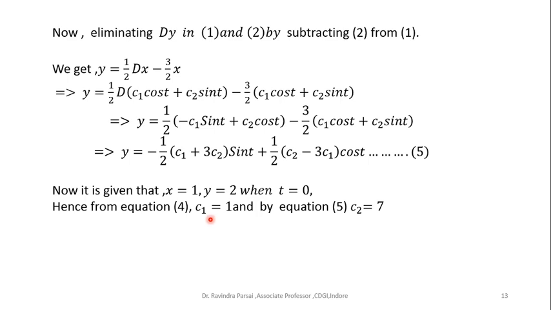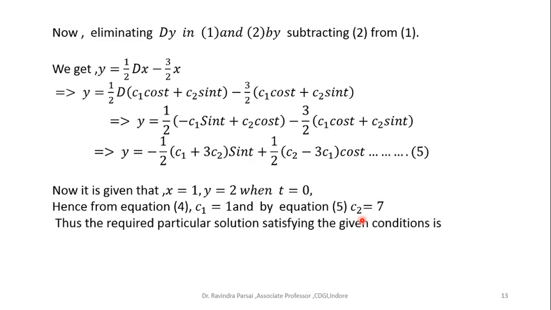From equation number 4 you get c1 equal to 1, and from equation 5 you will get c2 equal to 7. Thus the desired particular solution is written as x equal to cos t plus 7 sin t, and y equal to minus 11 sin t plus 2 cos t.